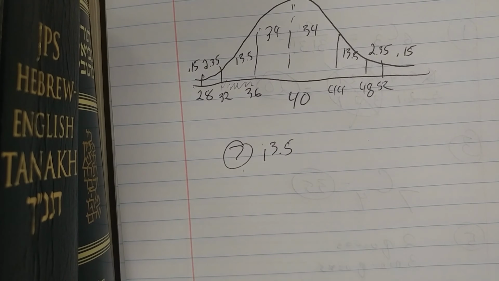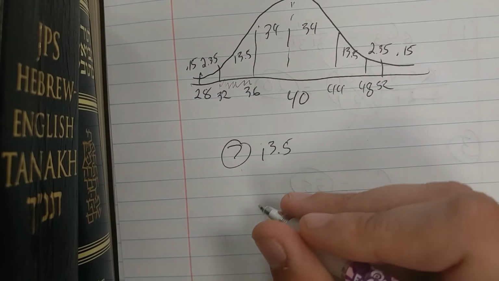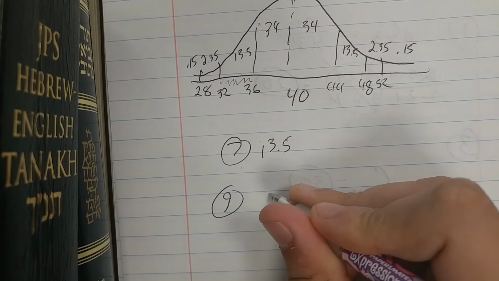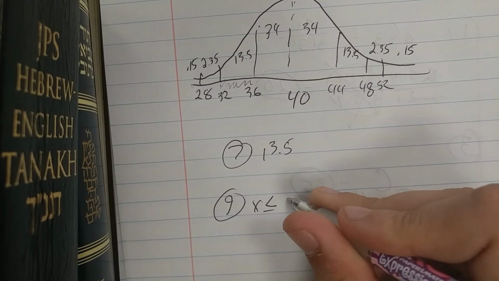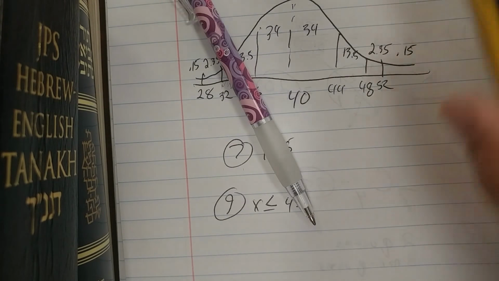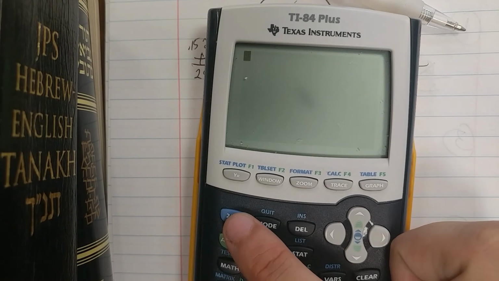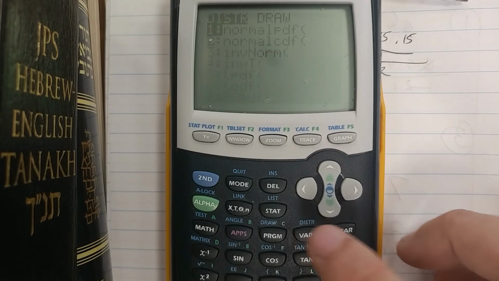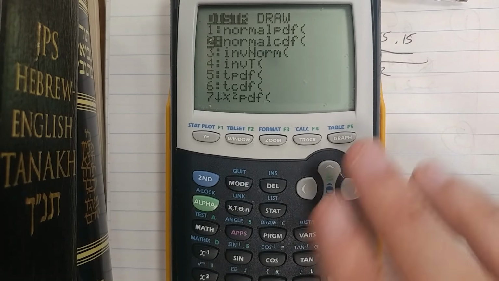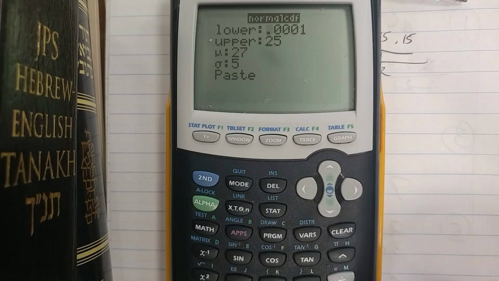You could use this calculator method if it's not on the curve, like number 9, x is less than 42. So how are we going to do that? Well, we're going to our calculator. Let me clear the screen. You go to second vars, which gives you distribution. Normal CDF, only CDF. We never use PDF.